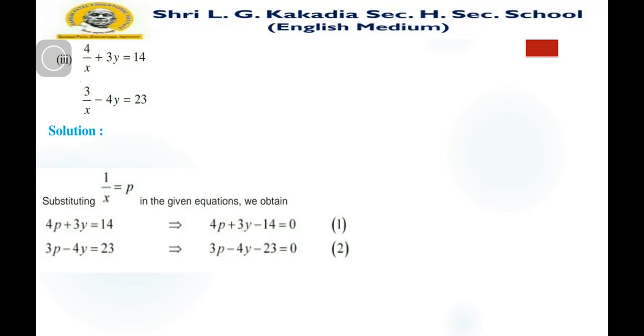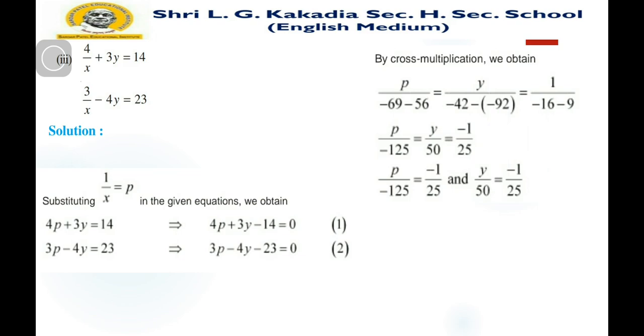Now solving these equations by cross multiplication, we can find the value of p, and then we can put it in the assumed value. Then we can find the values of x and y, and hence the solution of the given two linear equations. By putting these values in the given equations, we can see that the values of x and y satisfy the linear equations.